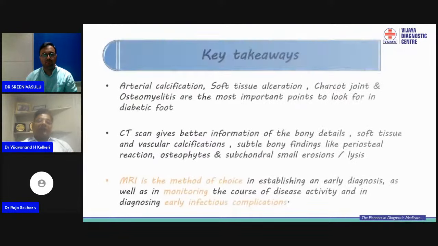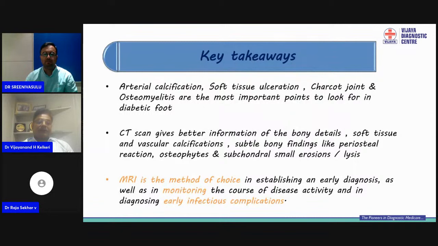So the key takeaways from today's presentation are that arterial calcifications, soft tissue ulcerations, Charcot joints, and osteomyelitis are the most important points to look for in case of diabetic foot. CT scan gives better information of the bony details, soft tissue and vascular calcifications. It can also pick up subtle bony findings like periosteal reaction, osteophytes, and subchondral small erosions or lysis.